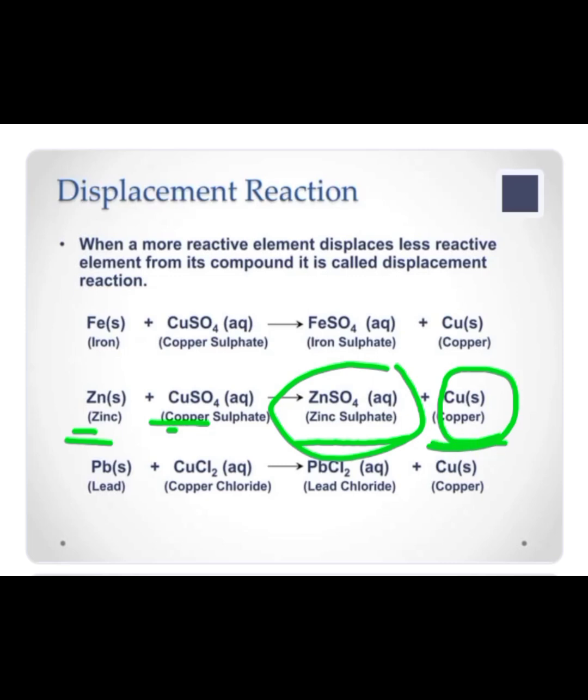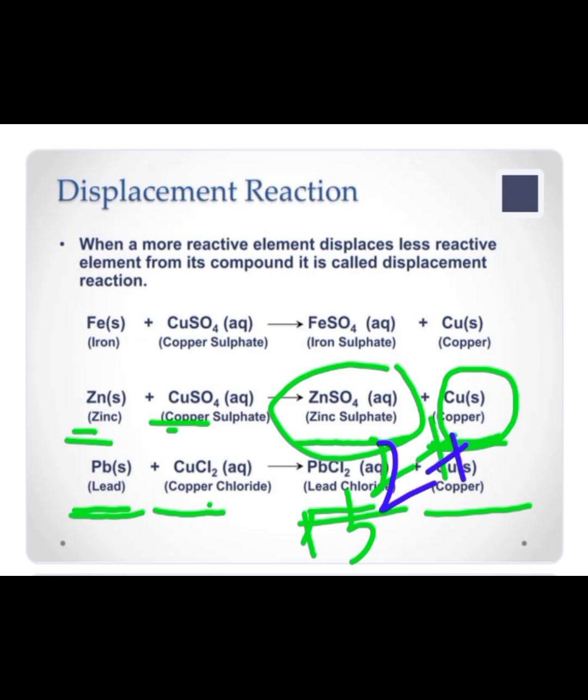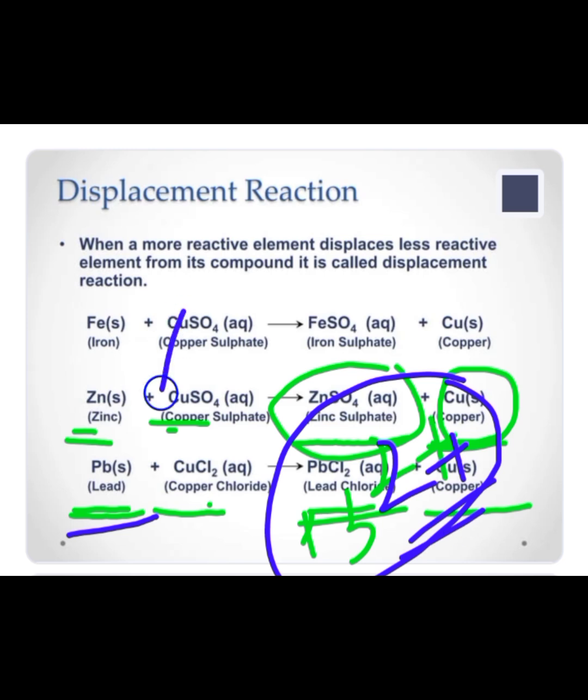In the same way, the next example is lead, which can displace copper ion as copper metal, and lead combines with the chloride ions to form lead chloride. Here Pb is present in the form of Pb positive. This is the valency of the lead ion. Here Pb is lead.